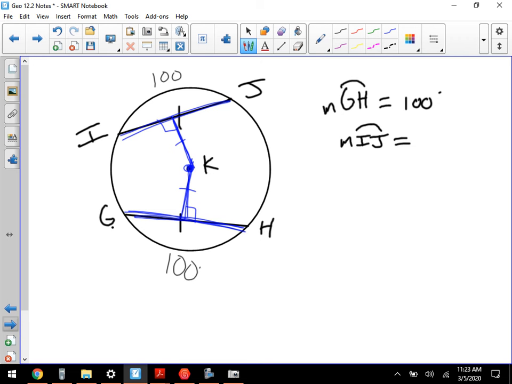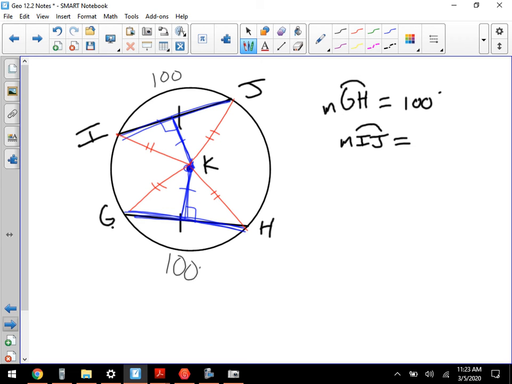Again, this boils back down to being able to draw this. What are those? What are the red segments? What are those called? Radius, right? They're radii. What do you know about radii within the same circle? They're always the same. So that means each one of these is the same, correct? Right?